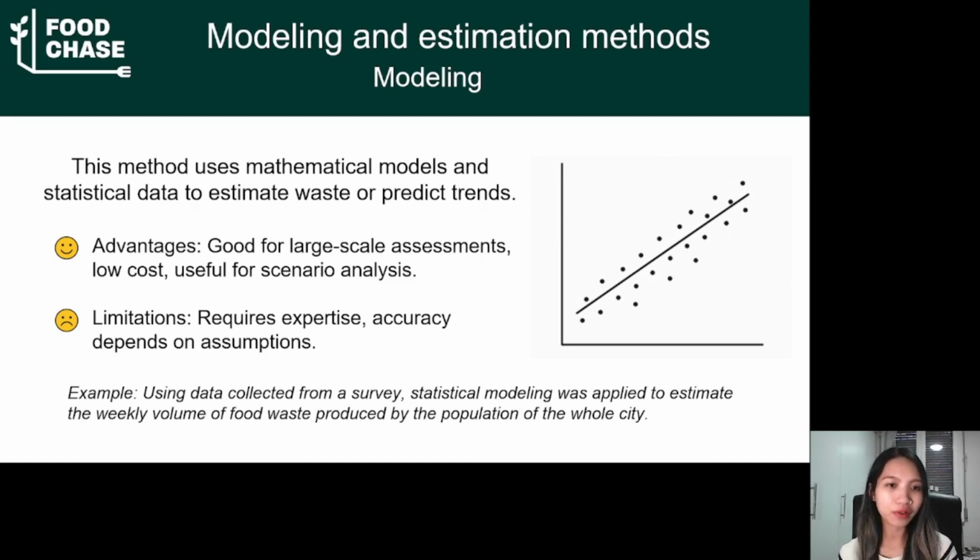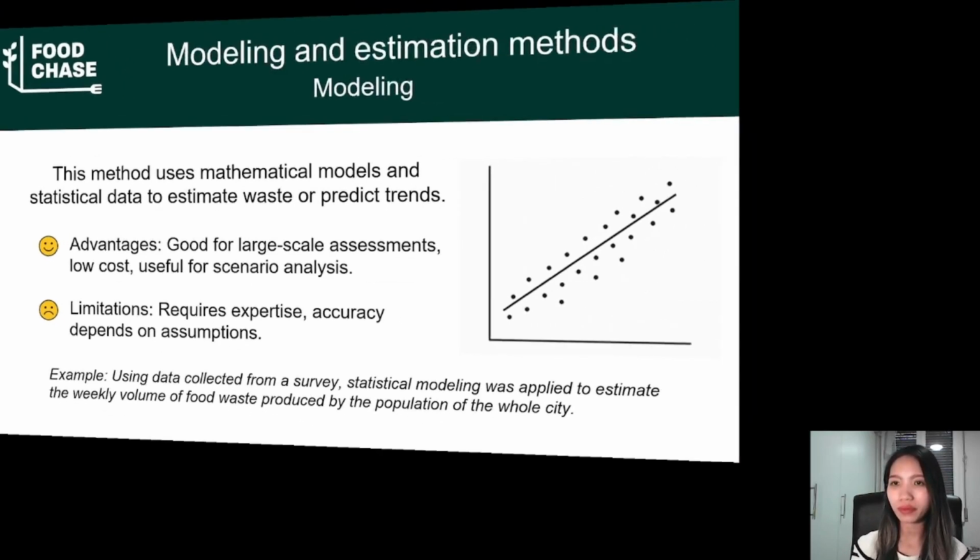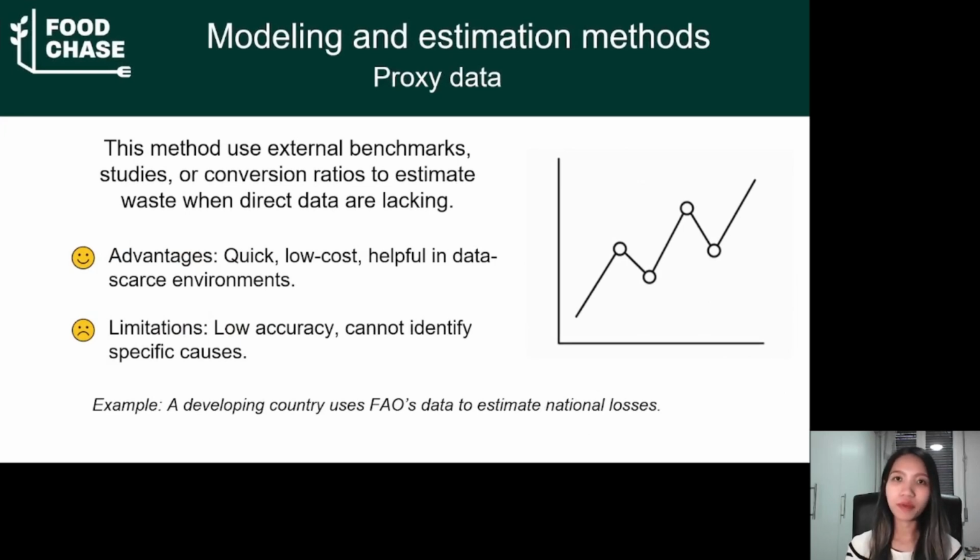For example, using data collected from surveys, statistical modeling was applied to estimate the weekly volume of food waste produced by the population of a world city. In the proxy data method, this method uses external benchmark studies or conversion ratios to estimate waste when direct data are lacking. This method is quick and low cost and is helpful when the available data is extremely limited.